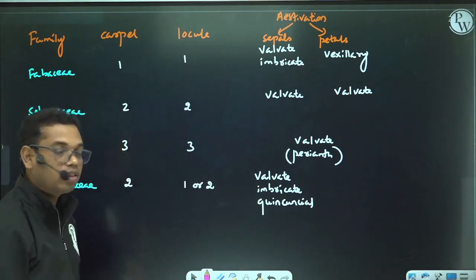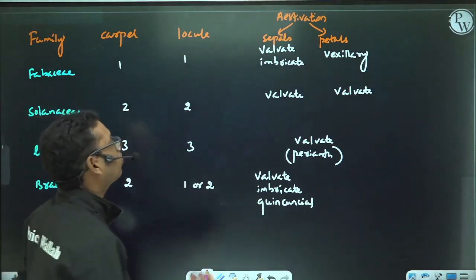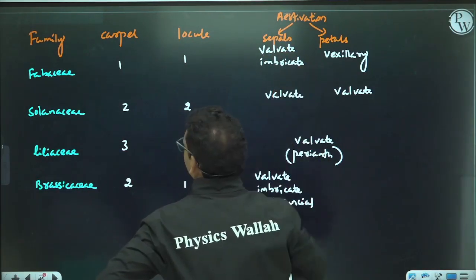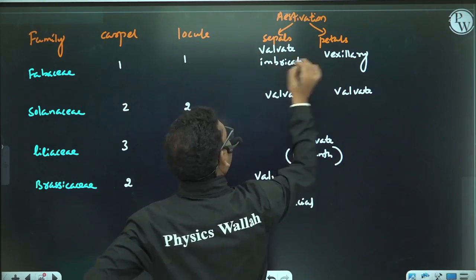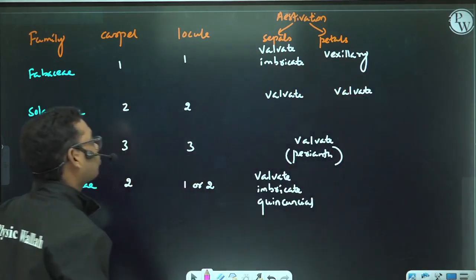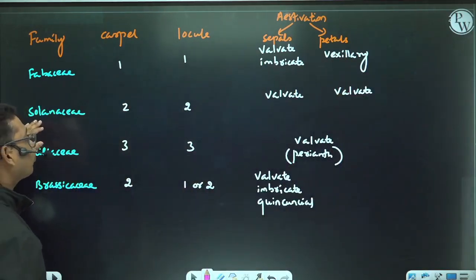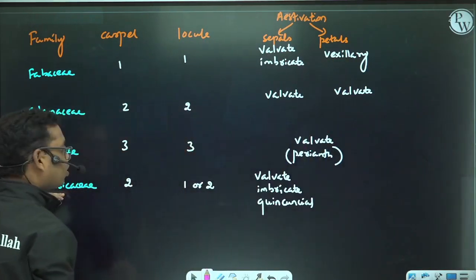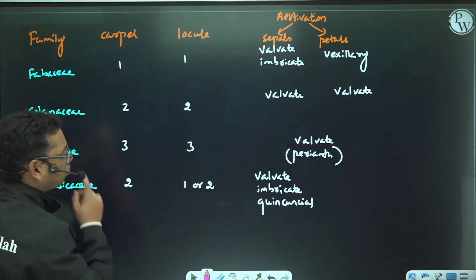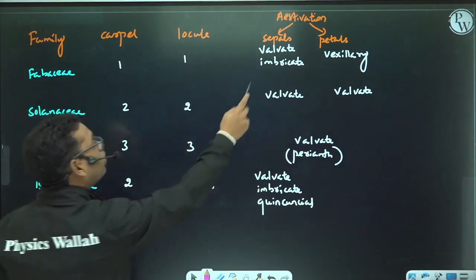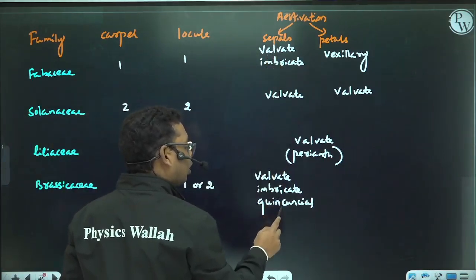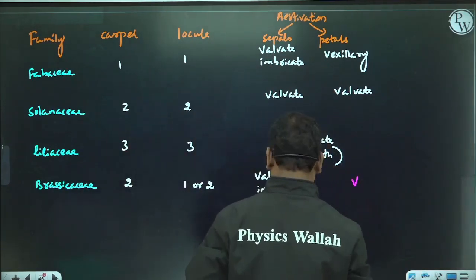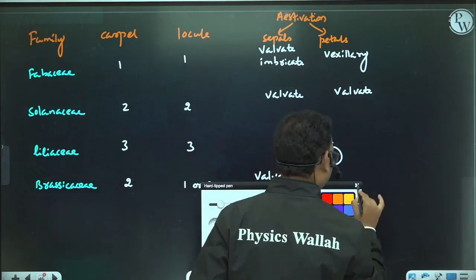What about the estivation? In case of Fabaceae, the sepals show valvate estivation or imbricate estivation. The petals show vexillary estivation. What about Solanaceae? In case of Solanaceae, both sepals and petals show valvate estivation. In case of Brassicaceae, the sepals show valvate, imbricate or quincuncial estivation, whereas the petals show valvate estivation.